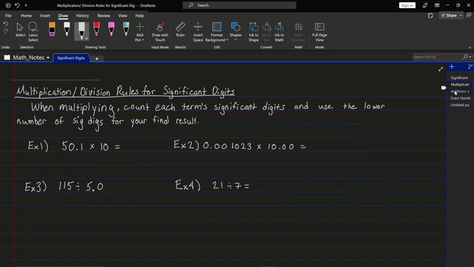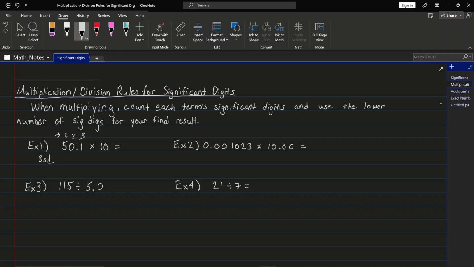Now I want to move on to the multiplication and division rules for significant digits. You do the same for each one, but when multiplying or dividing, count each term's significant digits and use the lower number of sig digs for your final result. Let's go through what that actually means. With example 1, for the first term, I see there's a decimal point present, so I start counting from the left, and there are 1, 2, 3 significant digits in this first term.